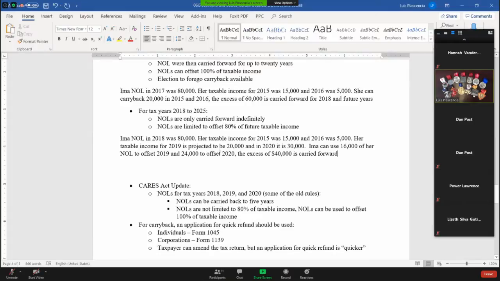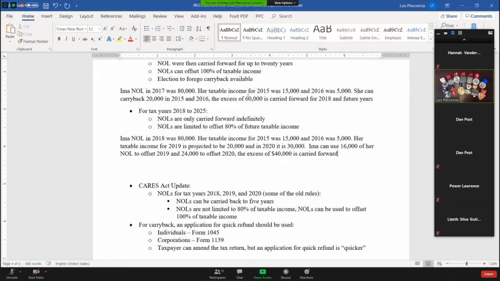So let's go over these facts again. So for her 2019, she's offsetting only $16,000. So she's paying taxes on $4,000, right? That's bringing money to the government. So $4,000 is still taxable income to the taxpayer.